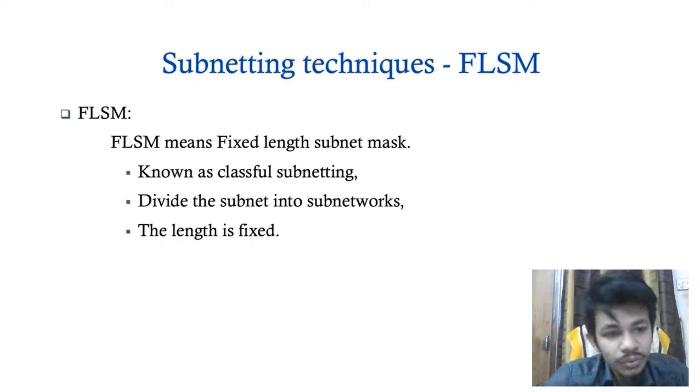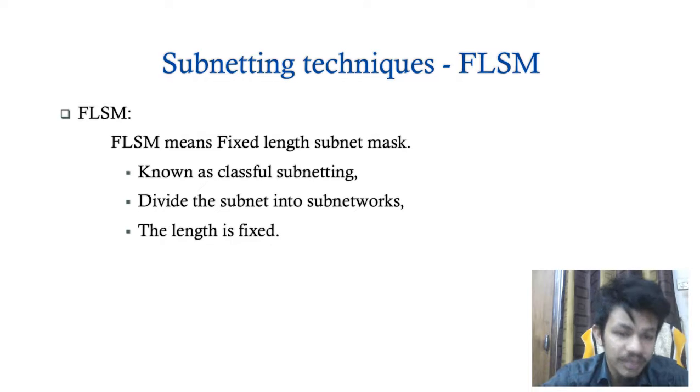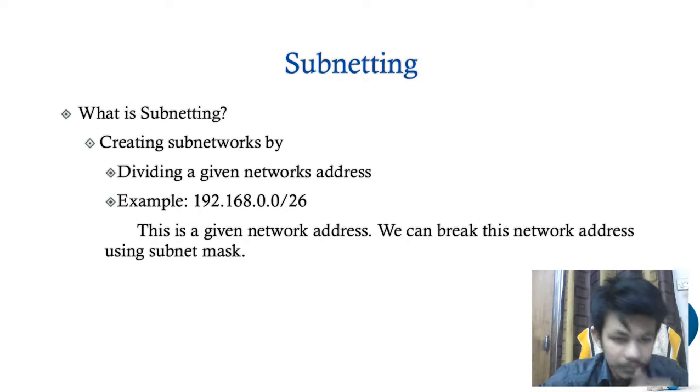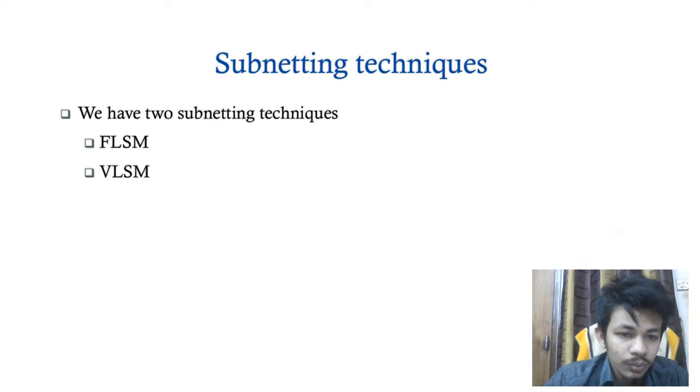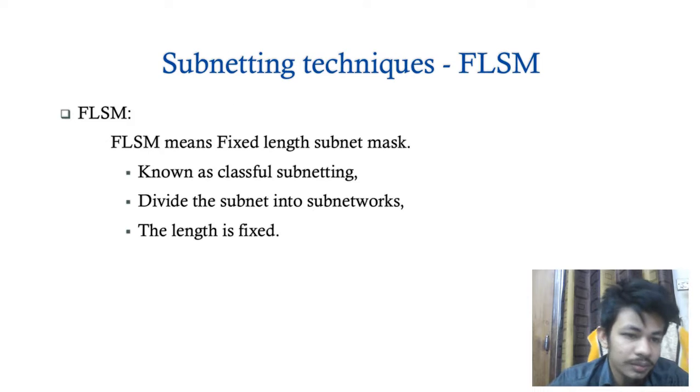First of all we have to know what is FLSM. FLSM means fixed length subnet mask. This is called classful subnetting, when we are given a class address like this IP address range, which is class C. If we need to divide this address, we can use FLSM or VLSM, but why FLSM and why VLSM may differ from situation to situation. But today we are going to talk about FLSM, as I said before.